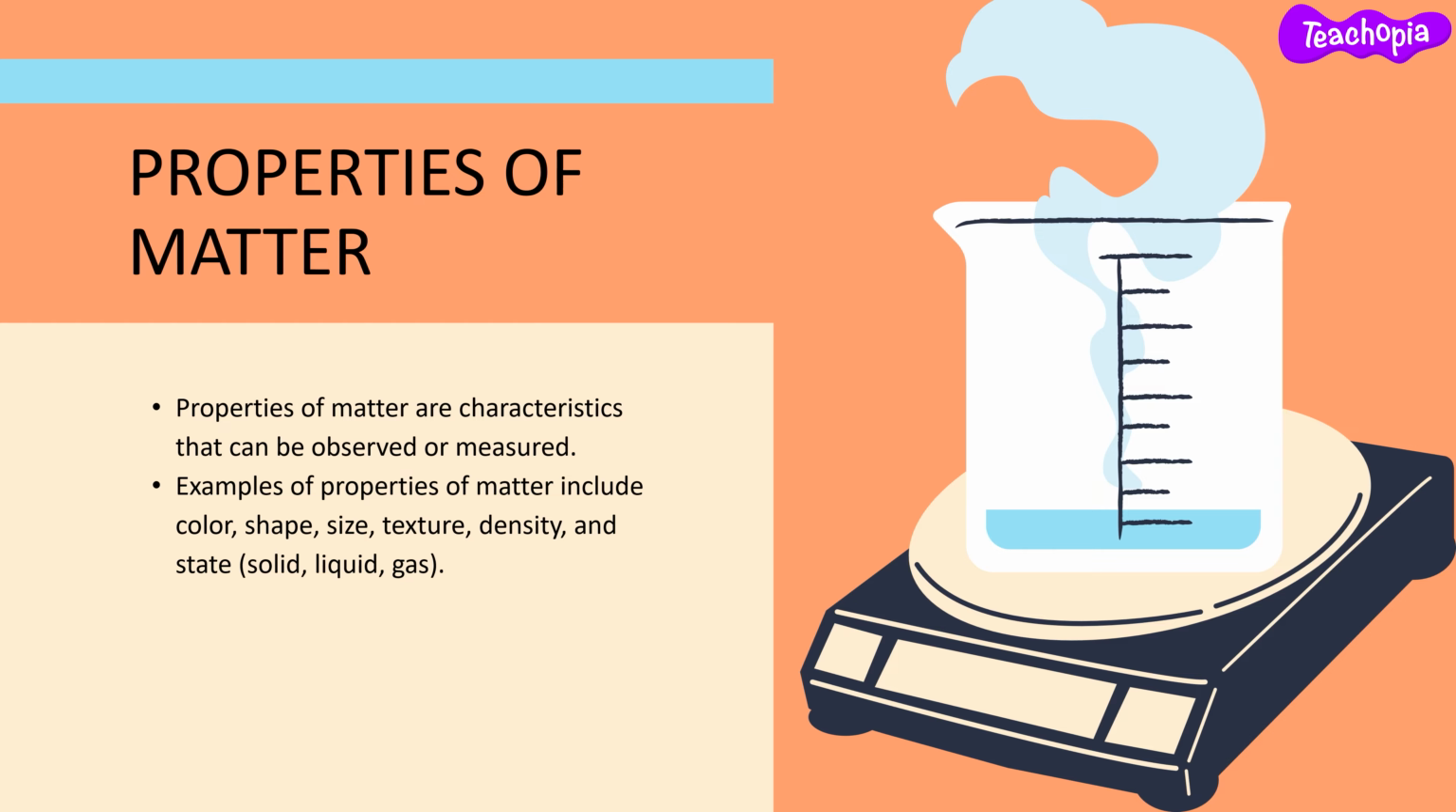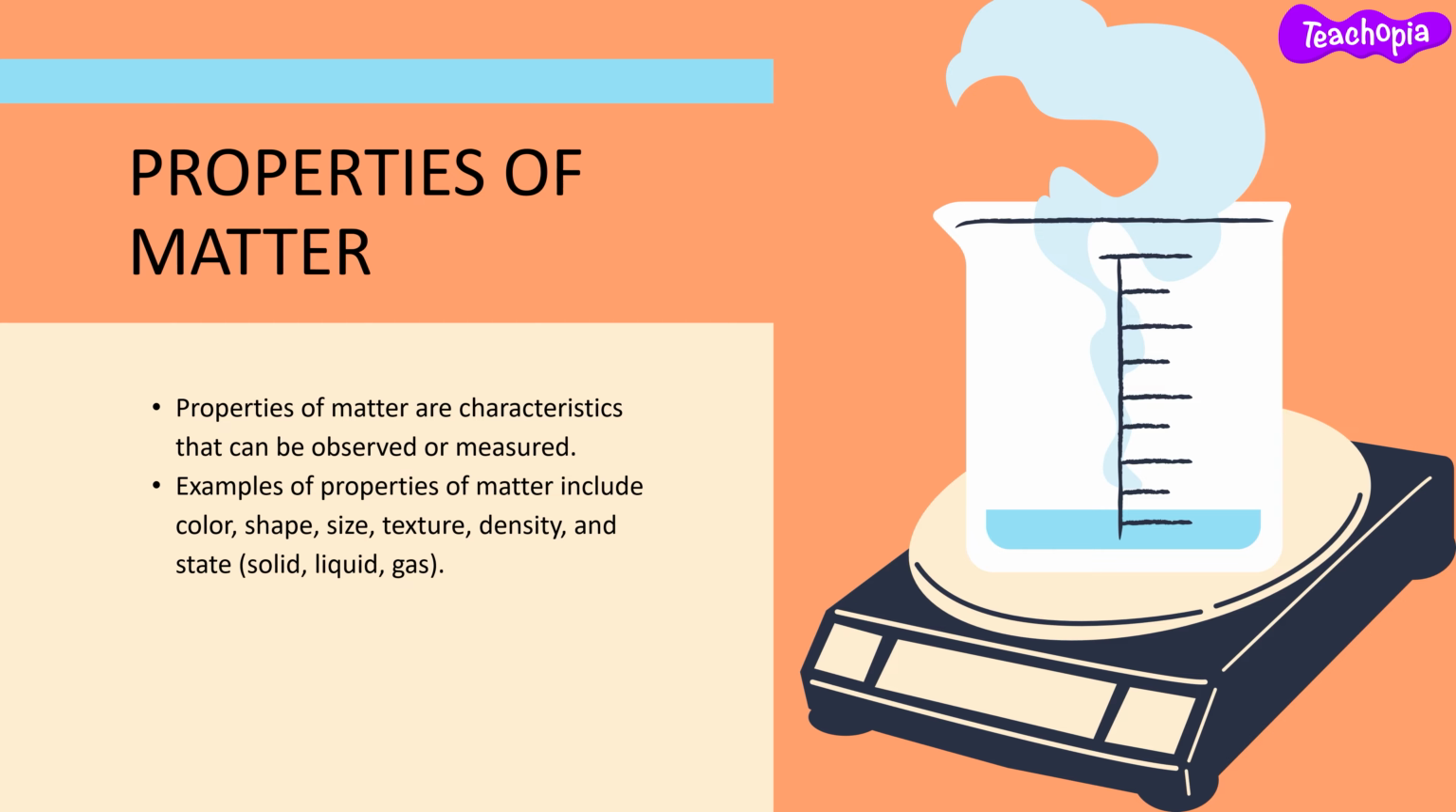Texture is how something feels when touched. Density is the amount of matter found in a certain amount of space. State is the physical form of matter such as solid, liquid, or gas.